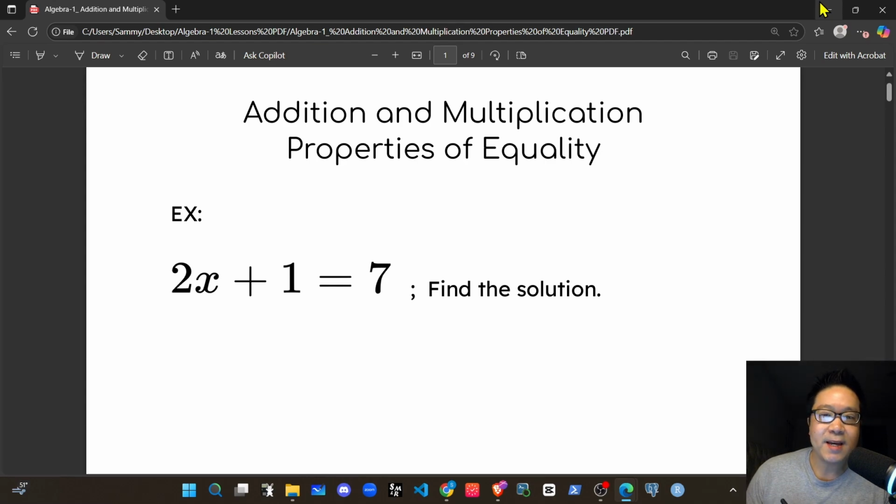Hey, what's up, everybody? In today's lesson, we're going to go over the addition and multiplication properties of equality.